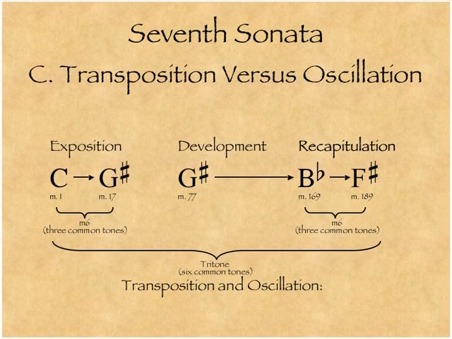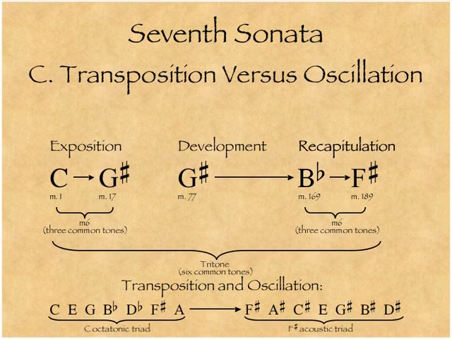Finally, it is interesting to note that while the piece began with a C octatonic triad, it ends with an F-sharp acoustic triad. Not only has the original triad been transposed to its tritone opposite at F-sharp by the end of the piece, but it has also oscillated to the acoustic triad. Thus, the principles of transposition and oscillation are at work at the very deepest level of the piece.